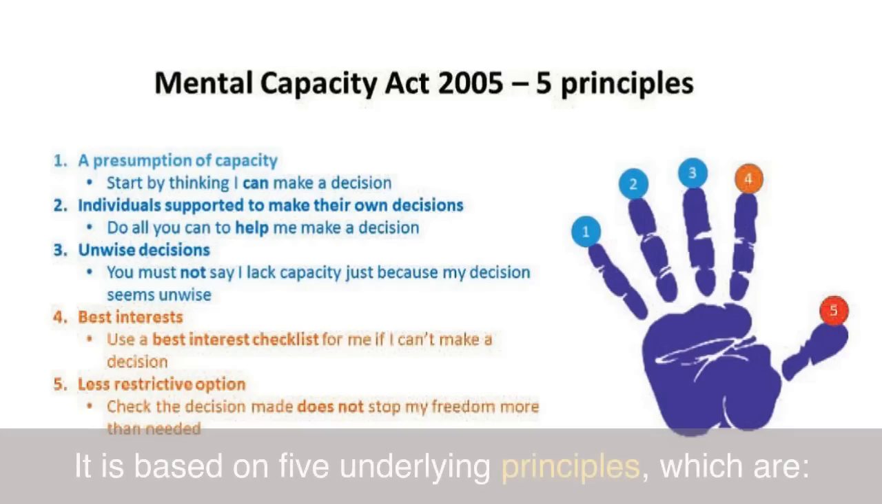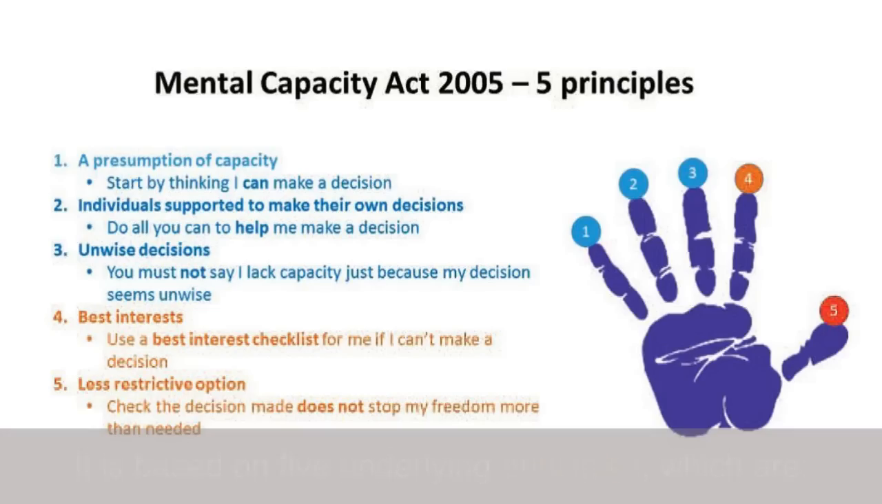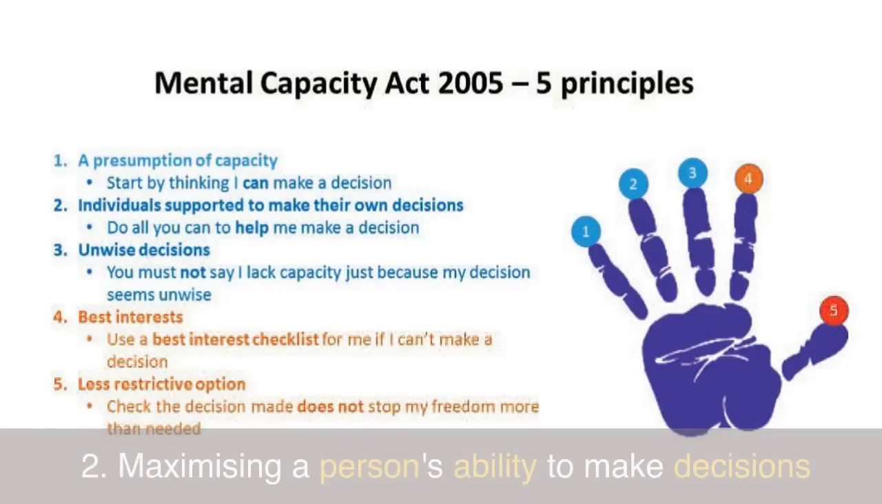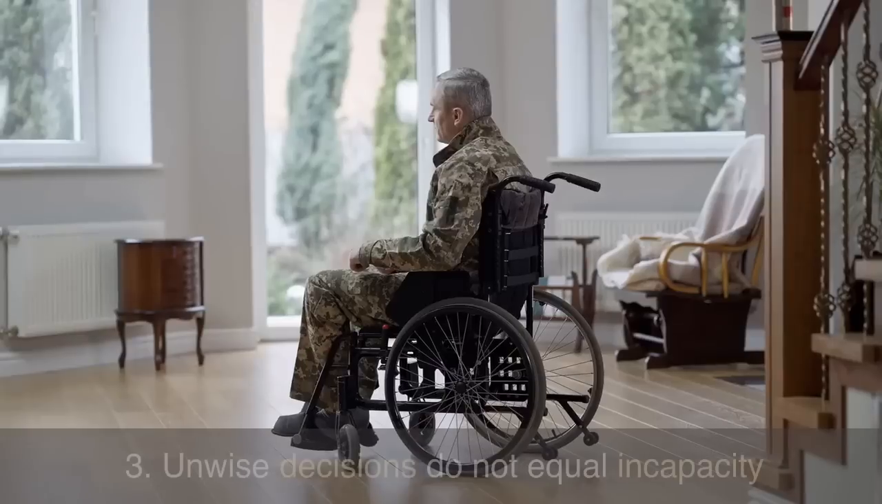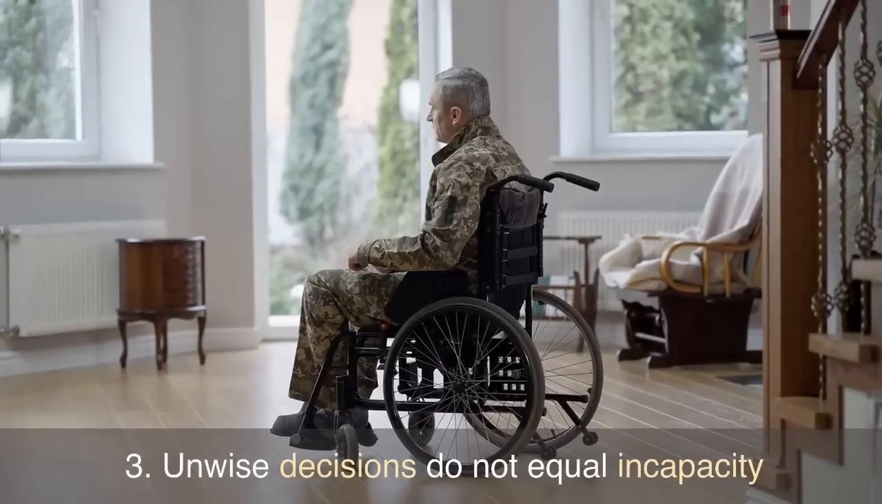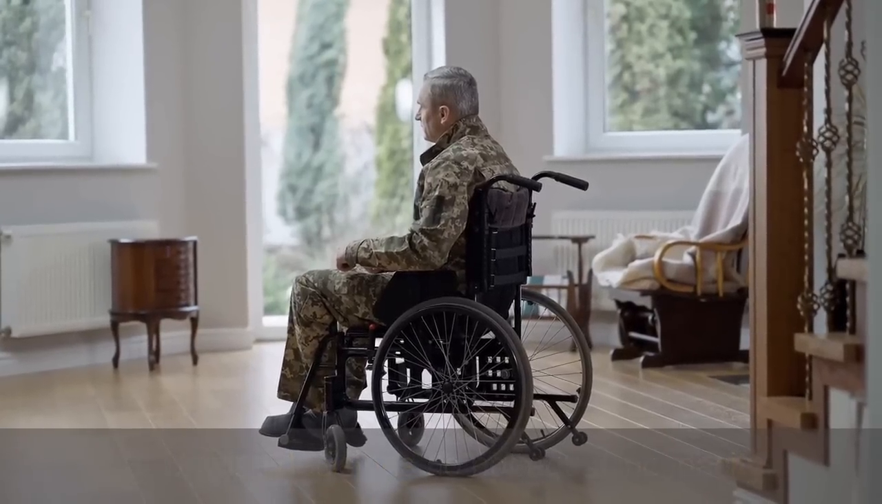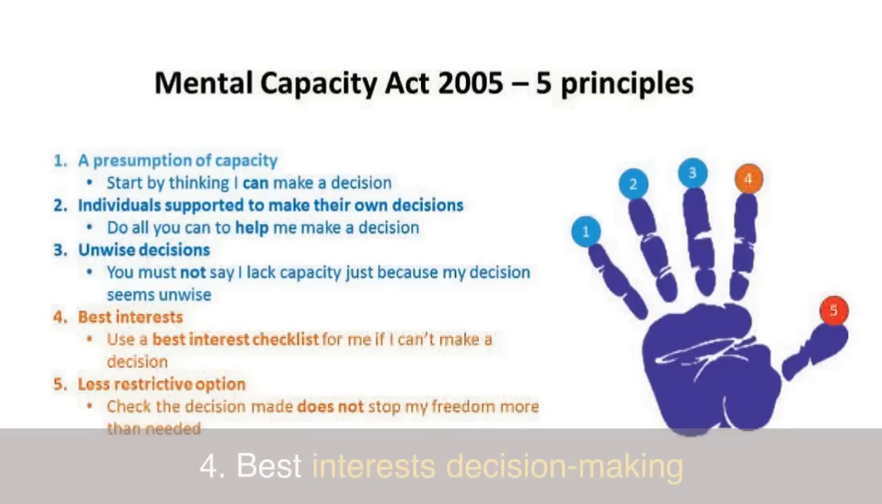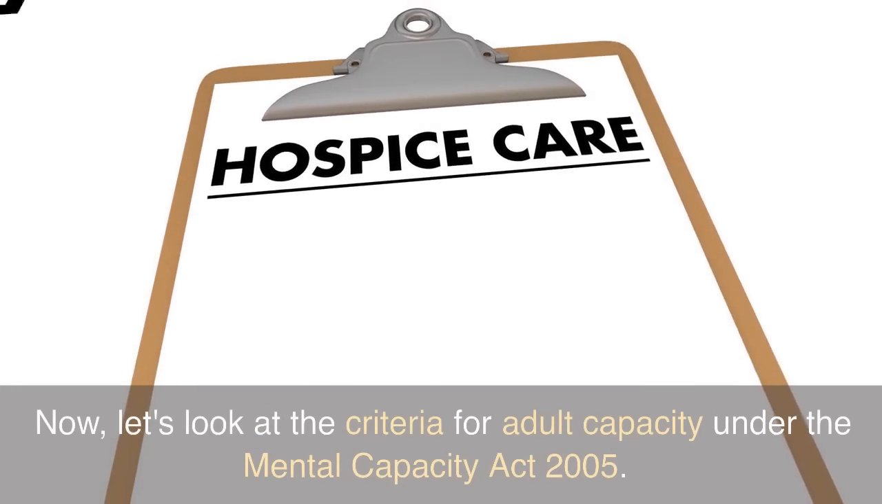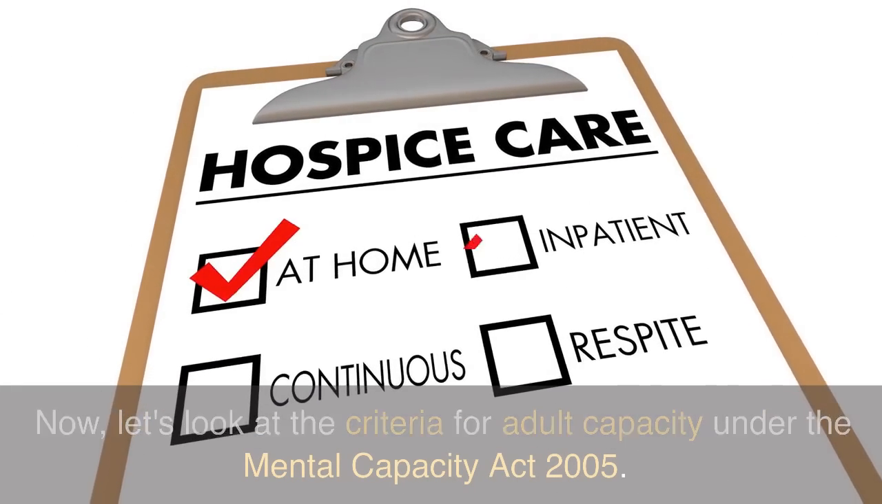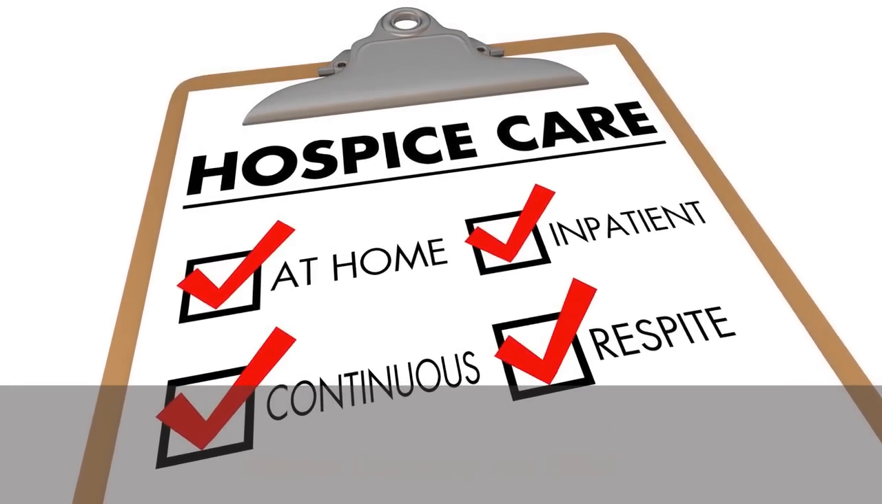It is based on 5 underlying principles, which are: 1. Presumption of capacity. 2. Maximising a person's ability to make decisions. 3. Unwise decisions do not equal incapacity. 4. Best interests decision-making. 5. Least restrictive option. Now, let's look at the criteria for adult capacity under the Mental Capacity Act 2005.